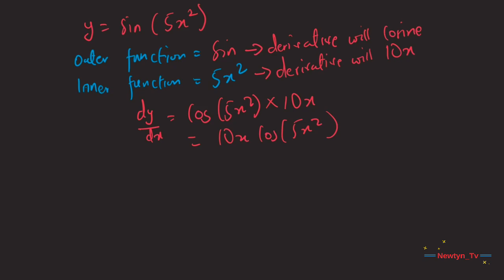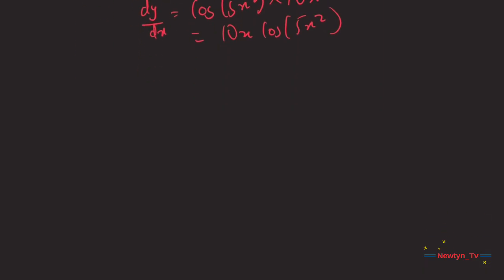So the 10x comes from the inner function, which is the 5x squared. So just remember that. Now let's look at this example as well. In this example, we have y is equal to e exponent 4x exponent 3 plus 2x, right? So this one we have this.